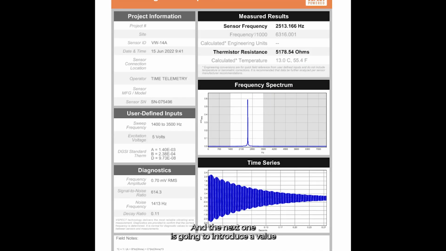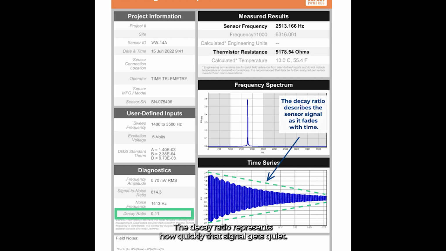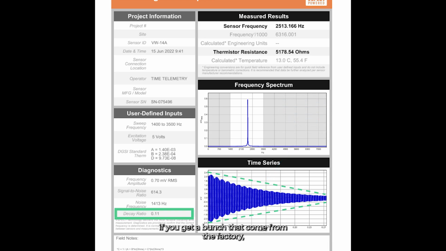And the next one is going to introduce a value we haven't talked about in the diagnostics, and that's the decay ratio. In this case, the decay ratio is 0.1. Let's explain what the decay ratio is. The decay ratio represents how quickly that signal gets quiet. It's not one that I really stress a lot about. Vibrating wire sensors, if you get a bunch that come from the factory, they're going to have different decay ratios. It's not a big deal. It's just a way to look at it over time.